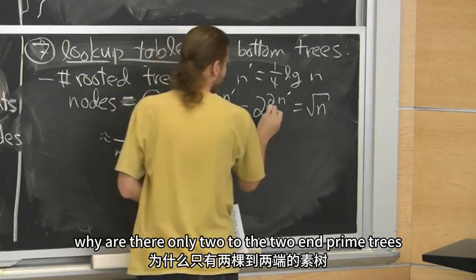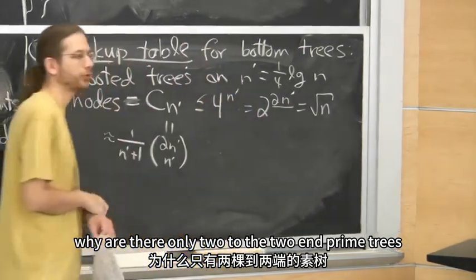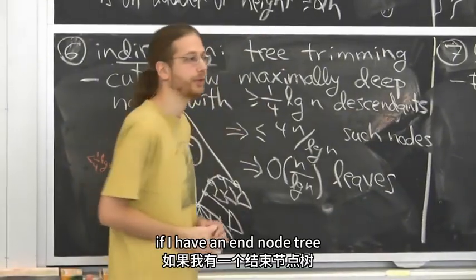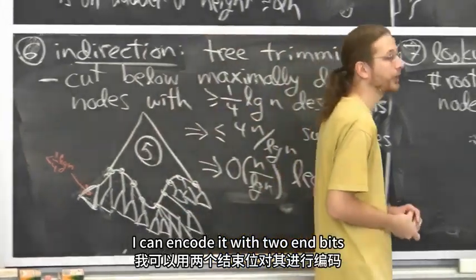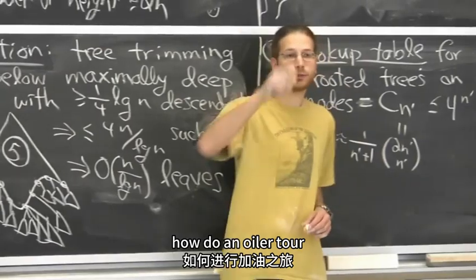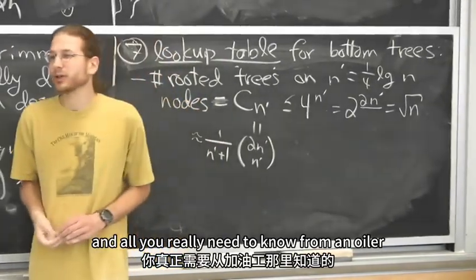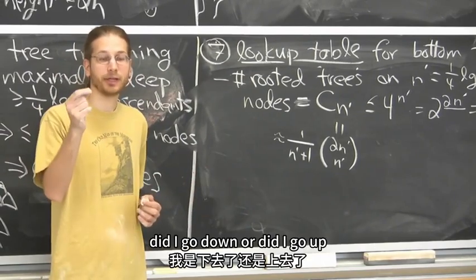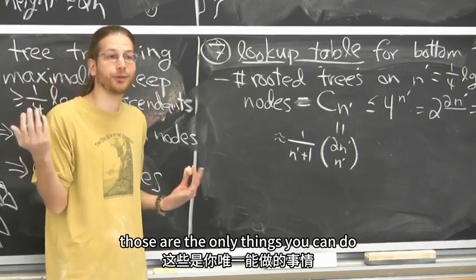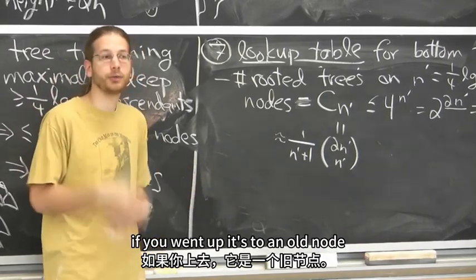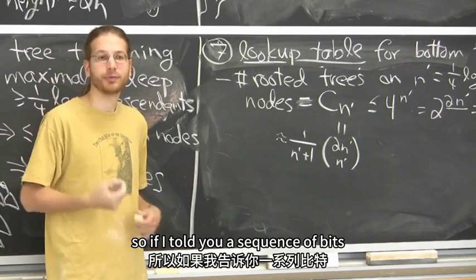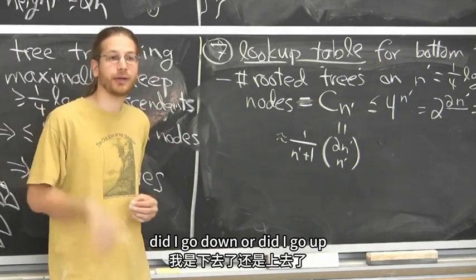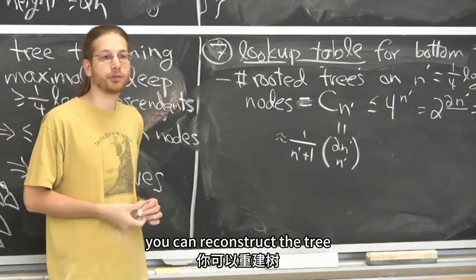Why are there only 2 to the 2n' trees? One way to see that is you can encode a tree using 2n bits. If I have an n node tree, I can encode it with 2n bits. How? Do an Euler tour. All you really need to know from an Euler tour to reconstruct the tree is, at each step, did I go down or did I go up? Those are the only things you can do. If you went down, it's to a new child. If you went up, it's to an old node. So if I told you a sequence of bits for every step in the Euler tour, did I go down or did I go up, you can reconstruct the tree.